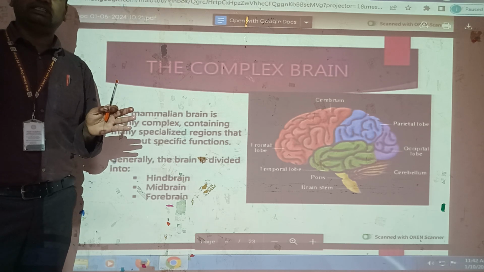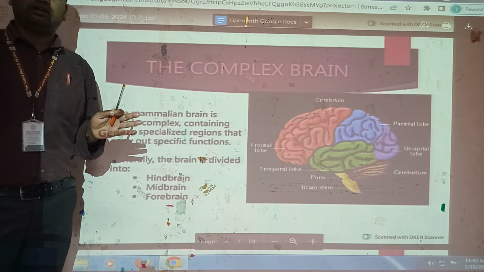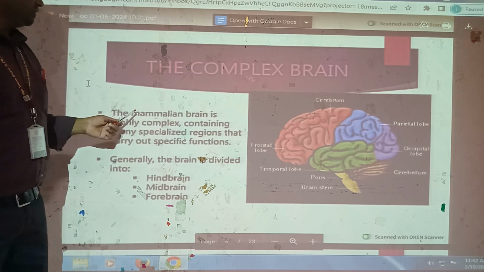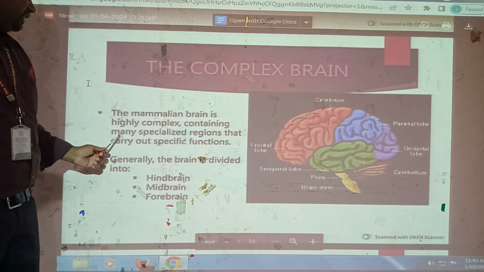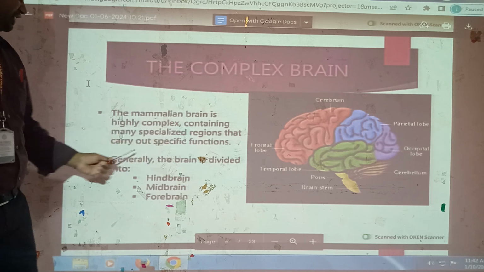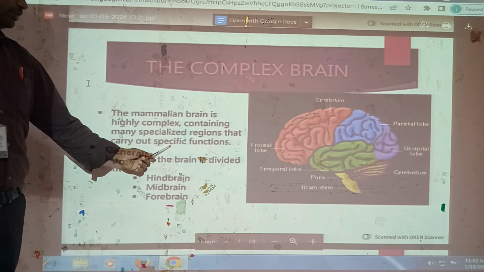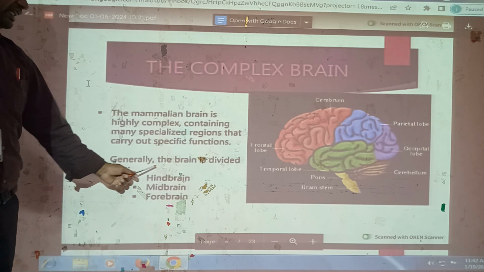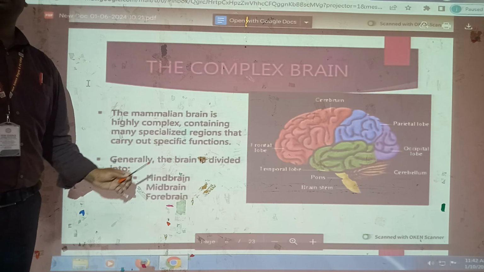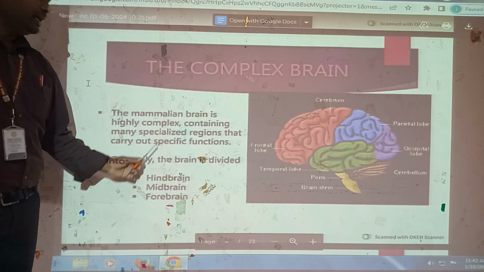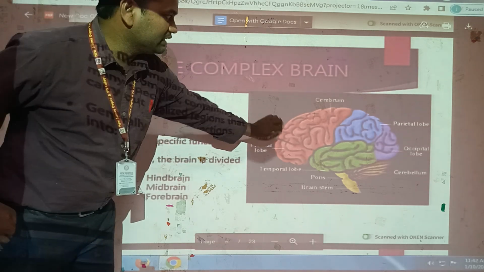They are connected by the corpus callosum. The mammalian brain is highly complex and contains many specialized regions that carry out specific functions. Generally, the brain is divided into three parts: forebrain, midbrain, and hindbrain. This is the brain structure.